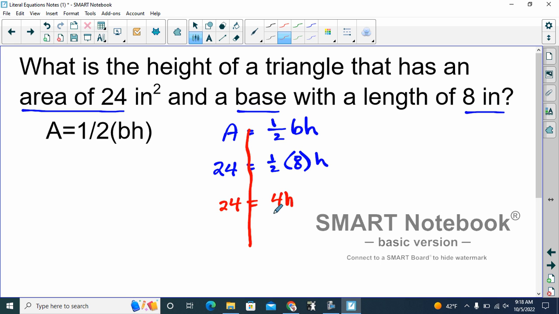I can undo that multiplication by dividing both sides by 4. And we get h equals 24 divided by 4, which is 6. In story problems, if units are given in the problem, we want to answer the question with units as well. So notice our units are inches. So our answer should be 6 inches.